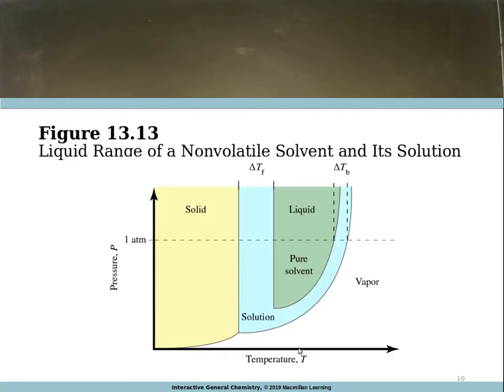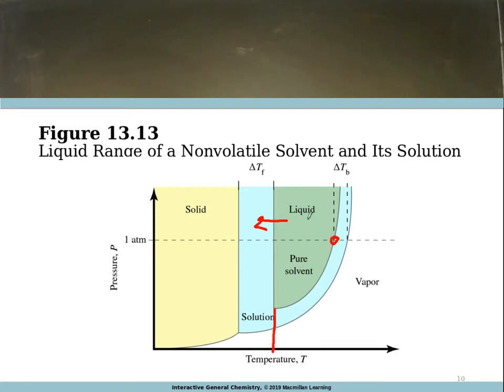We can see here on figure 13.13 the consequence of adding a solute to a solvent. So here we see a phase diagram for the pure solvent. It would have a transition from the liquid to the solid phase right here at this freezing point temperature. I'll kind of extend this line down here. Right, and the normal boiling point would be right here, where at 1 atmosphere of pressure you transition from the liquid to the vapor phase. So this is what the phase diagram would look like for the pure solvent.